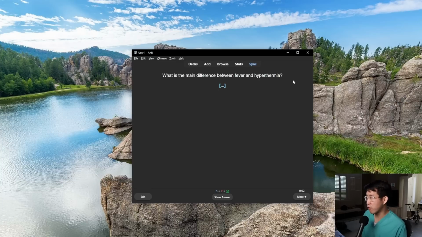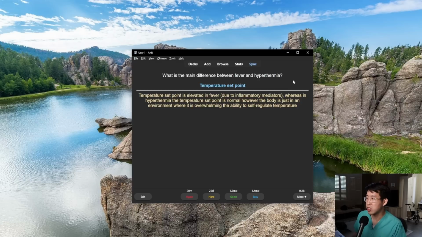What is the main difference between fever and hyperthermia? So fever is when your hypothalamus is actually increasing the temperature set point of your body in an effort to fight infection or respond to inflammation or things like that. Whereas hyperthermia is actually kind of like an external problem where your body is unable to cool itself down, and there are external environmental factors that are causing your high temperature. So temperature set point is elevated in fever due to inflammatory mediators, whereas in hyperthermia, the temperature set point is normal. However, the body is in an environment where it is overwhelming the ability to self-regulate.